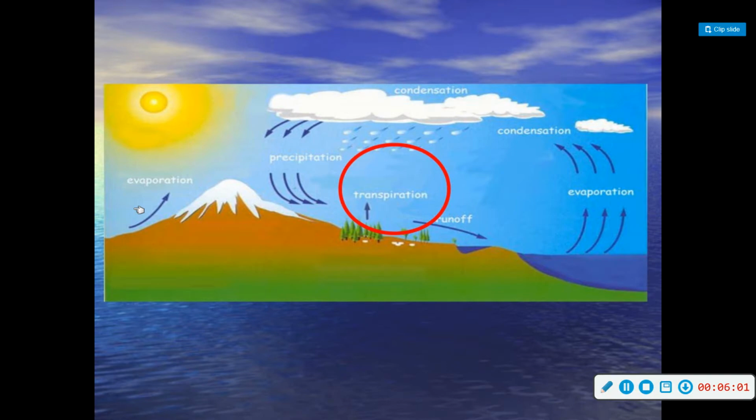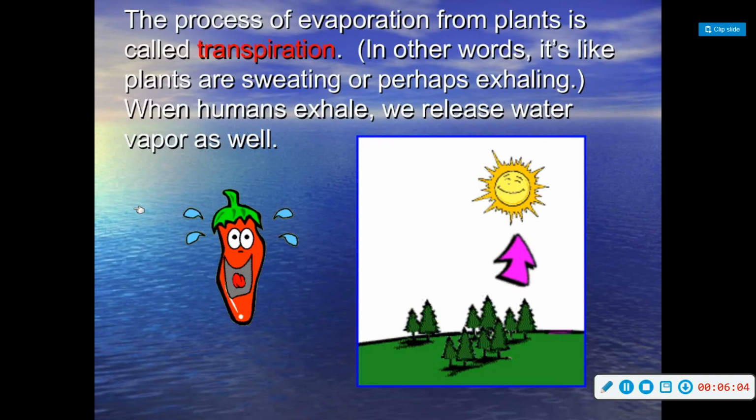Now we're moving on to transpiration. So the process of evaporation from plants is called transpiration. So a non-example of transpiration could be evaporation. In other words, it's like the plants are sweating or perhaps exhaling. So when you transpire or sweat, that's kind of like a human example.